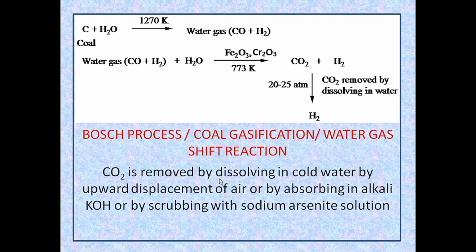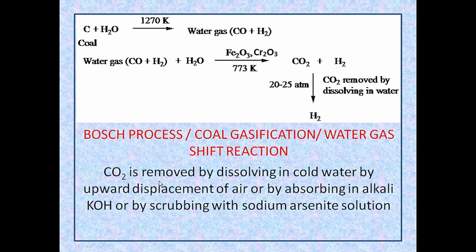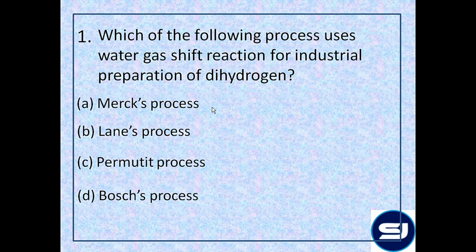It is removed by dissolving in cold water because CO₂ is soluble, and is removed by upward displacement of air because CO₂ is heavier or denser than air. It can be removed by absorbing in alkali because CO₂ is an acidic oxide. It can also be removed by scrubbing with sodium arsenite solution, and here the impurities associated with CO₂ also get removed. So the question was, which of the following processes uses water gas shift reaction for preparation of dihydrogen on a large scale? It is Bosch process.